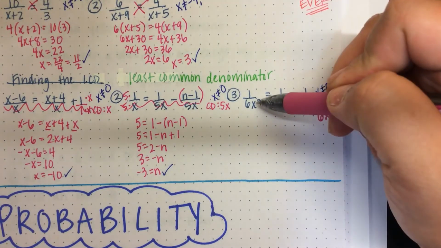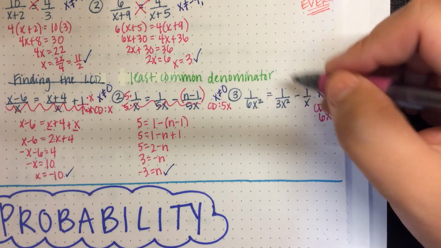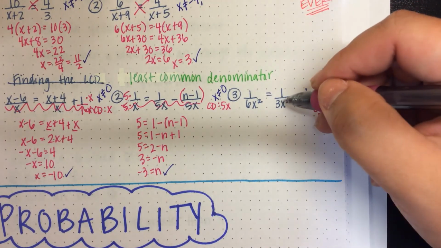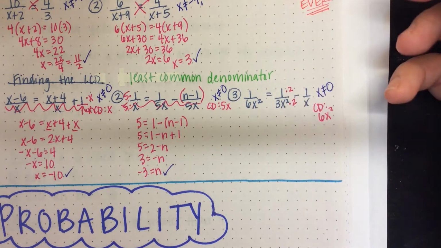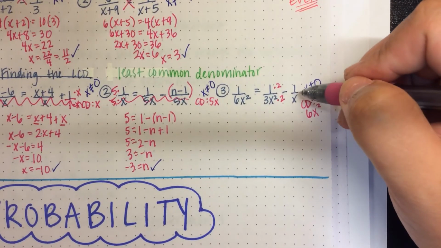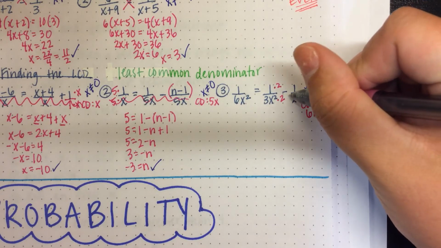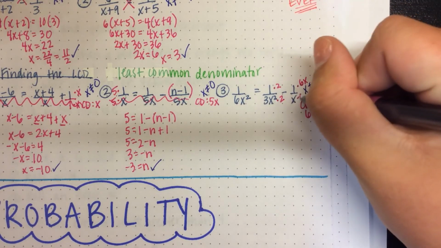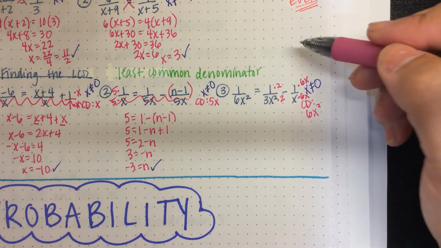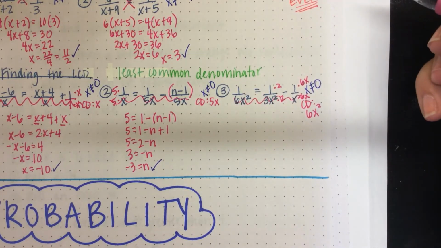Okay, so now the first one's good to go. It has the correct denominator. Then I have a 3x squared. To go from 3 to 6, I need to multiply by 2. The x squared's already there. The last one, I need the 6 to get to the 6x squared, and then I also need another x. So I need to multiply that one, top and bottom, by 6x. Then I don't need my denominators anymore.